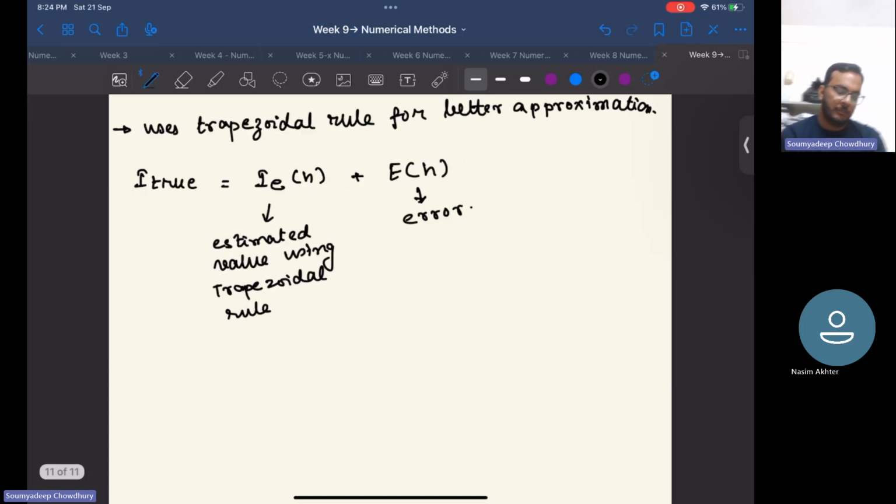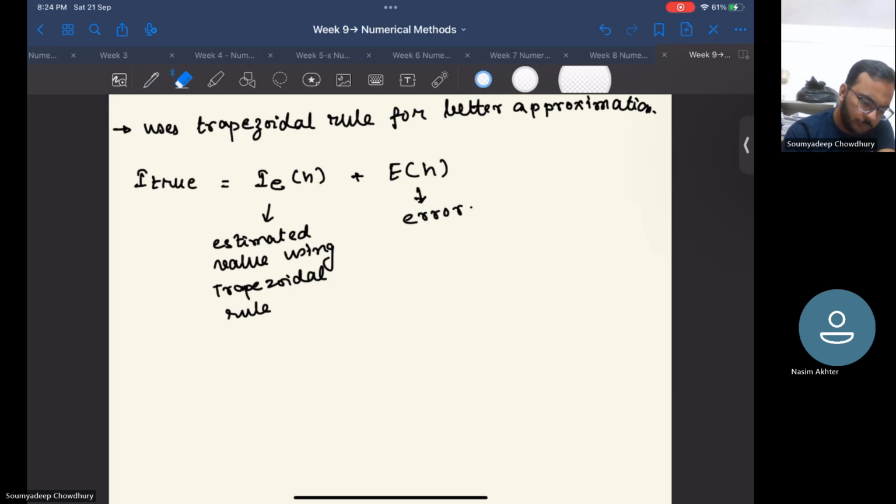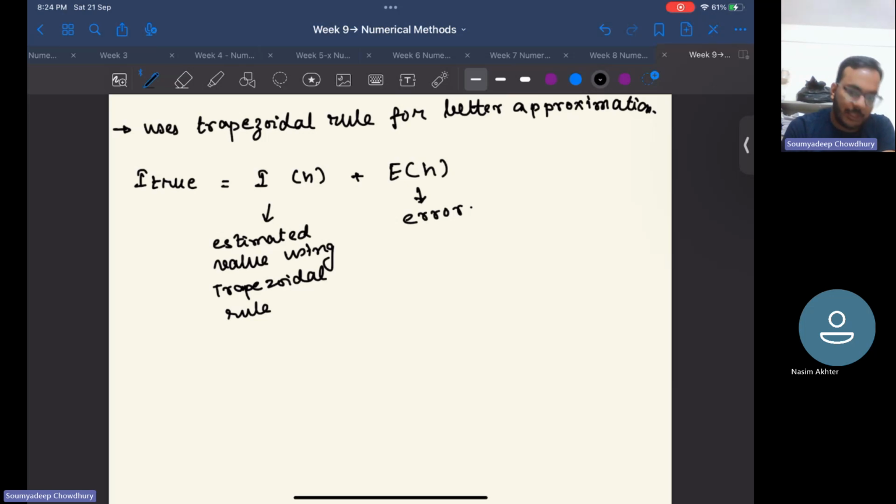So suppose we are using the trapezoidal rule two times, one with a step size of h1, another with a step size of h2. Okay. So when we are using a step size of h1, we are writing it as I of h1. That is okay. I of h1, and when you are using h2, it is I of h2.